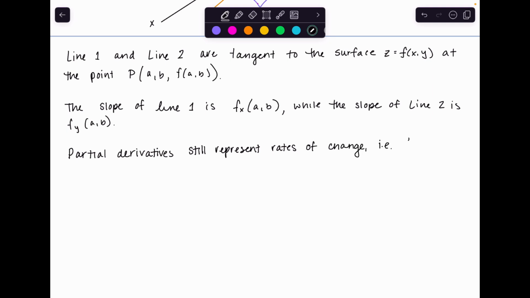Basically meaning that the partial with respect to x represents the rate of change of z with respect to x. Okay. A big partial derivative at that particular point is then telling you that your slope is increasing greatly in that direction.